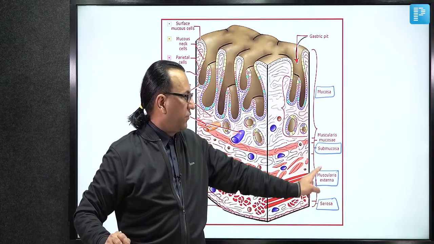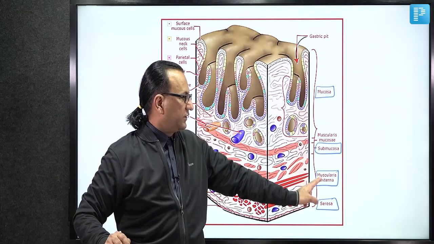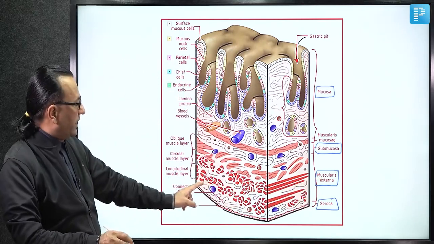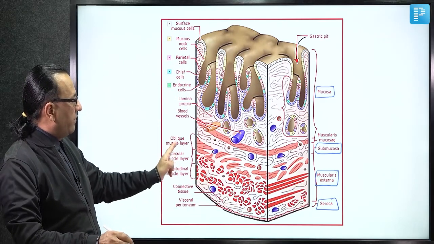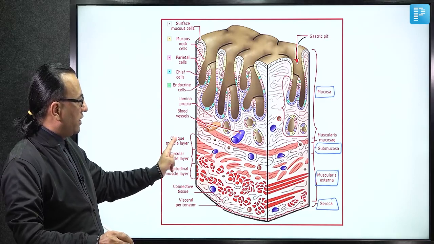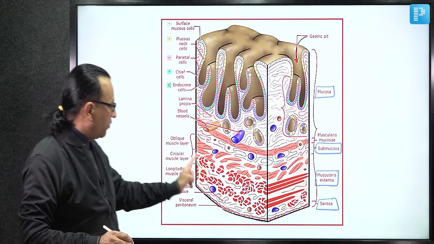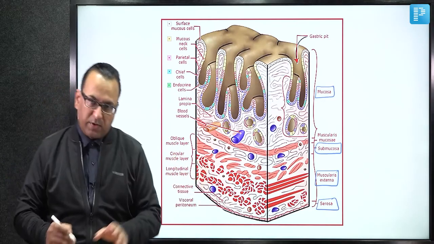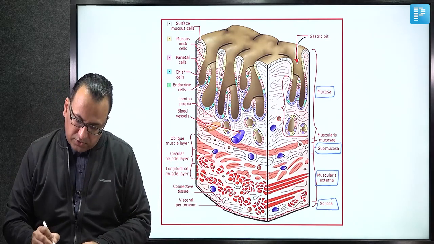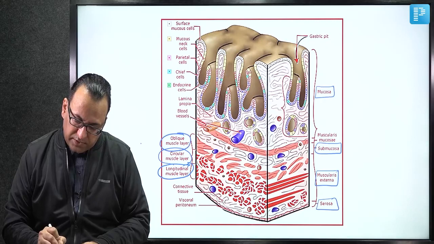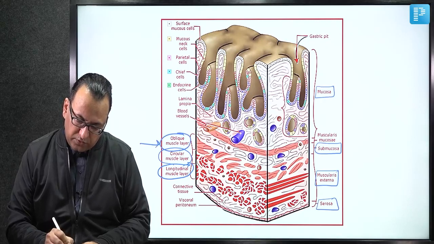And one difference we find in the muscular externa is, in the stomach, we have one additional layer, which is the oblique muscle layer. We have mentioned earlier that in the gut tube, there's an inner circular and outer longitudinal muscle. But in the stomach, in addition to this outer longitudinal muscle and inner circular muscle, we have one additional oblique muscle layer that is a typical feature of the stomach.